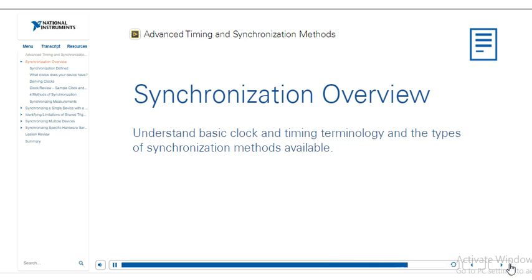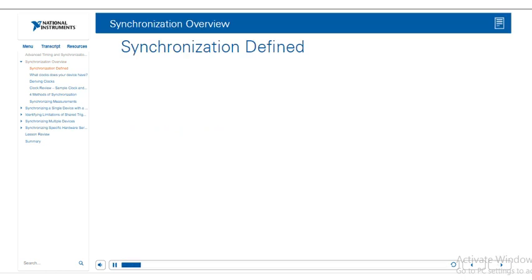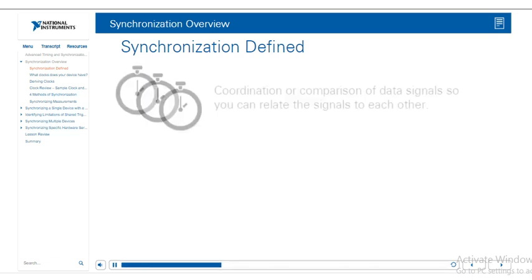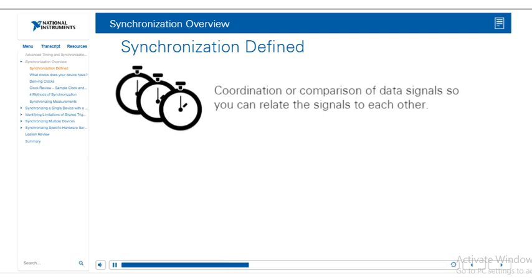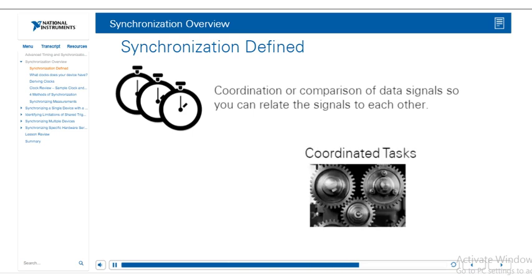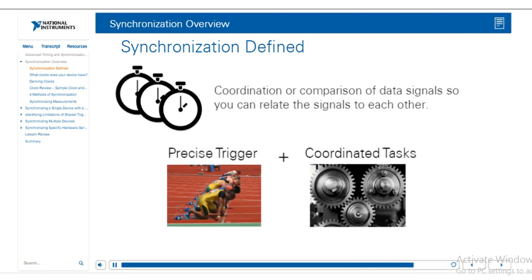So in this section, we go over some of the basic terminology. Let's start with the definition of synchronization for DAQ hardware. To relate signals to each other, we'll have to coordinate the acquired data with time. Once we do that, we can correlate the signals with each other because they both have a time base. To coordinate a task with time, we'll need to associate it with the clock. We'll then be able to have our precise trigger and have our task coordinated.